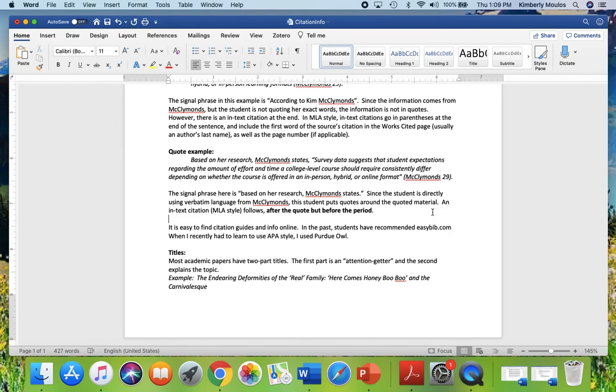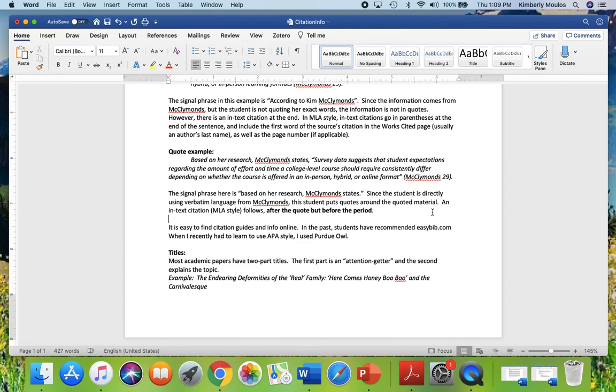When you within a paragraph are using information from the same source and you have multiple quotes or multiple moments where you're paraphrasing, you do not need a signal phrase for every sentence or even necessarily an in-text citation for every sentence.